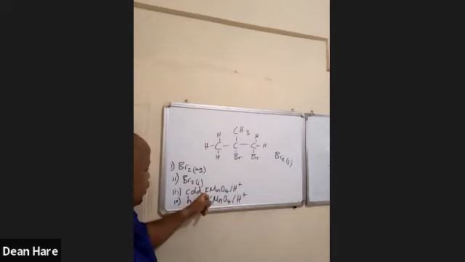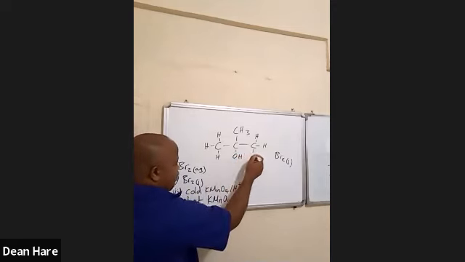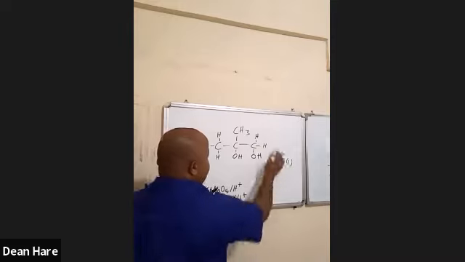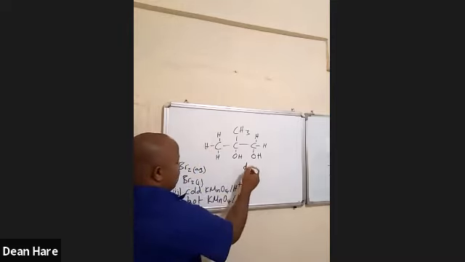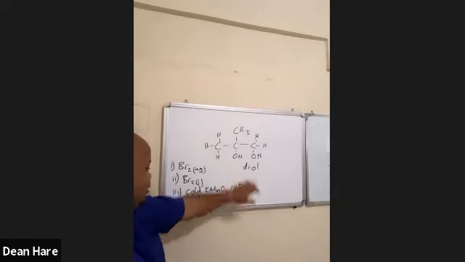If it's cold potassium permanganate, what would we have? Sir, 2 OH groups. Correct. So remember, when it's cold potassium permanganate, we're going to get a diol. Could I call it a dialcohol? It's 2 OH groups, right? It's a dialcohol, but we just say a diol. So that's the general name.